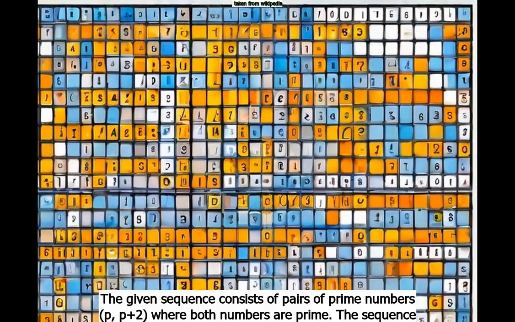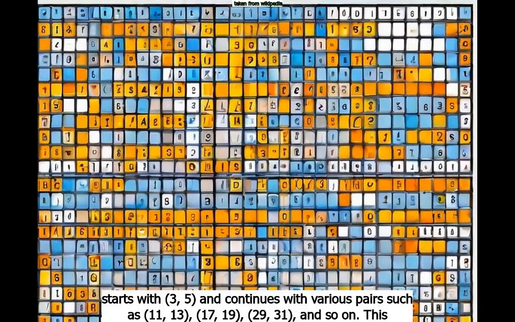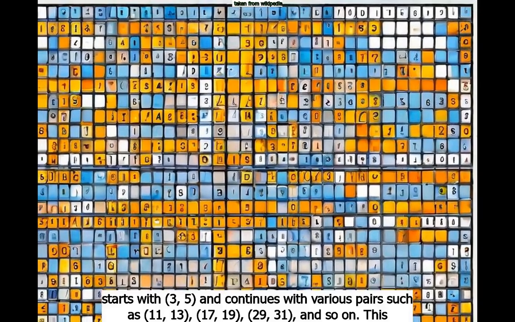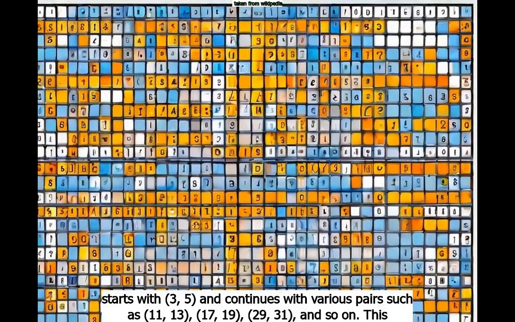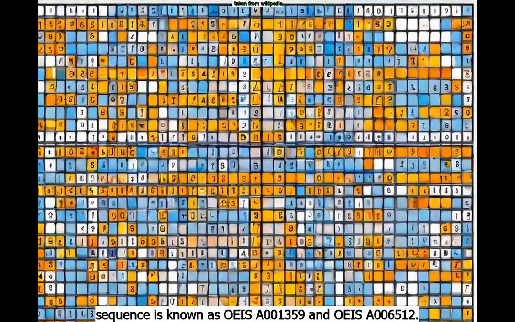The given sequence consists of pairs of prime numbers represented as p, p plus 2, where both numbers are prime. The sequence starts with the pair 3, 5, and continues with various pairs such as 11, 13; 17, 19; 29, 31, and so on. This sequence is known as OEIS A001359 and A006512.